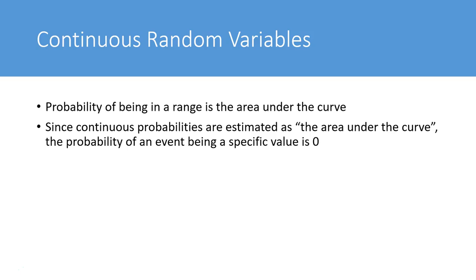So remember, with continuous variables, the probability of being in a range is going to be that area under the curve. But since we're looking at continuous variables, you're not going to get the probability of an exact event occurring, because the area under a curve for an exact point is going to be 0.